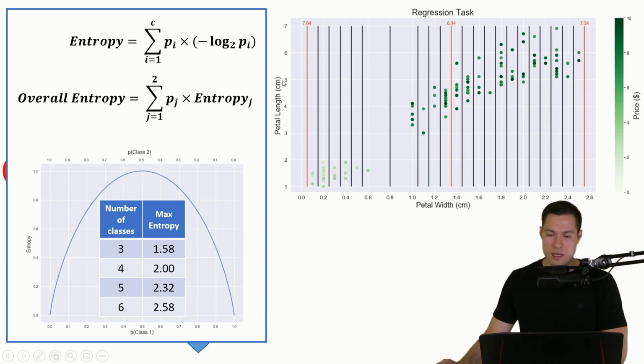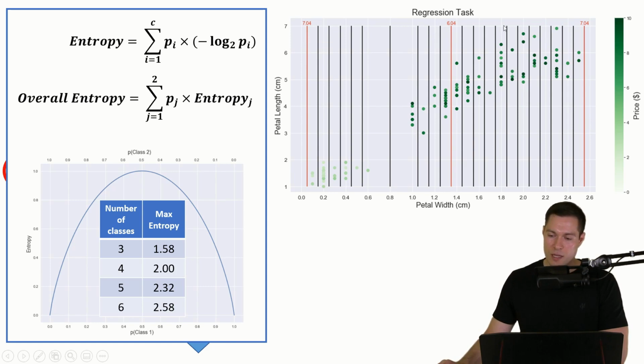So if we then look again at our potential splits, what we should see is that if we start here at the far left and then move towards this split that cuts the data in half, we should see that the overall entropy keeps decreasing until we reach this point.